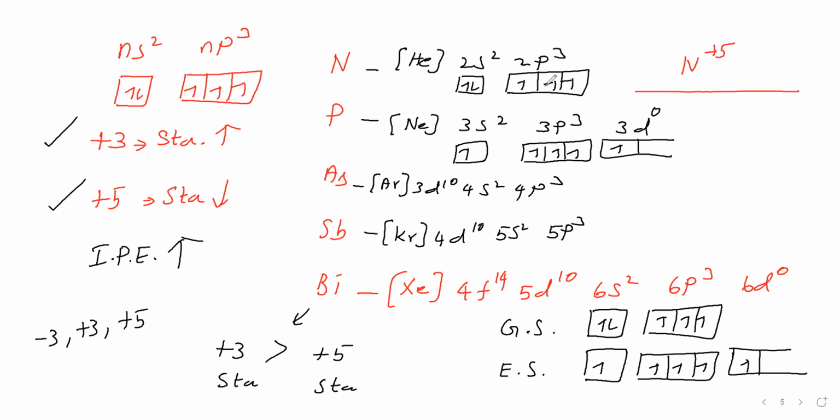In the 4 bonds, 3 are normal covalent bonds and one is a dative bond. Nitrogen has 3 unpaired electrons, so it forms 3 normal covalent bonds. It also has an electron pair, which it can contribute for dative bonding. So nitrogen can show a maximum covalency of 4. The rest of the elements can show 5 covalency normally, and even more than 5. How phosphorus can show more than 5, we'll see.